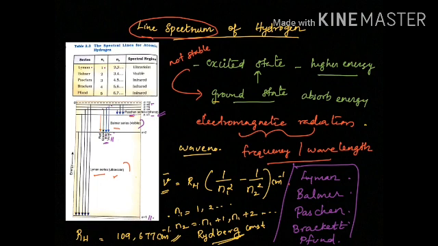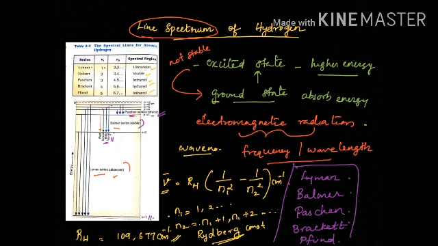If the electromagnetic radiation is in the ultraviolet region, we call it the Lyman series. If it is in the visible region, it is the Balmer series. If it is in the infrared, we have the Paschen series, Brackett series, and Pfund series. So depending upon from which excited state to the ground state it is undergoing the transition, we have different series over here.